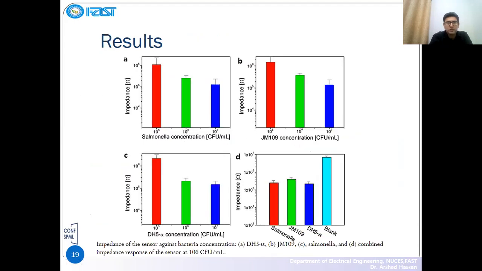These are the impedances against the bacteria concentration. First, you can see the impedance variation against the Salmonella concentration. In the B part, you can see the impedance variation against the JM109 concentration. And in the C part, you can see the impedance variation against DH5 alpha. And this is the comparative analysis with the blank one, when we have no bacteria, so just a medium. And these measurements are recorded for 10 raised to the power 6.